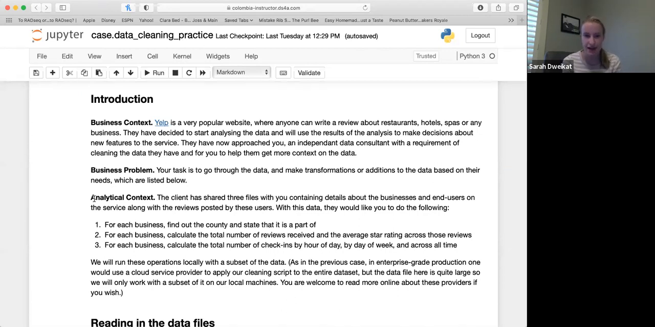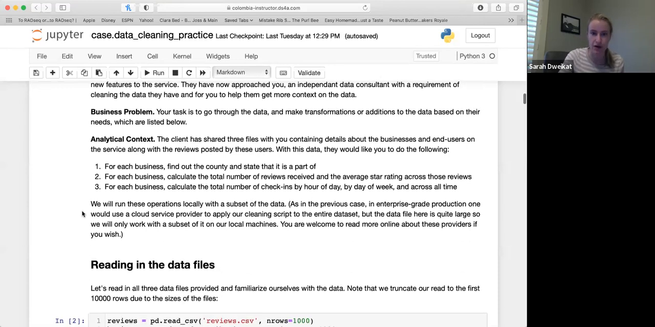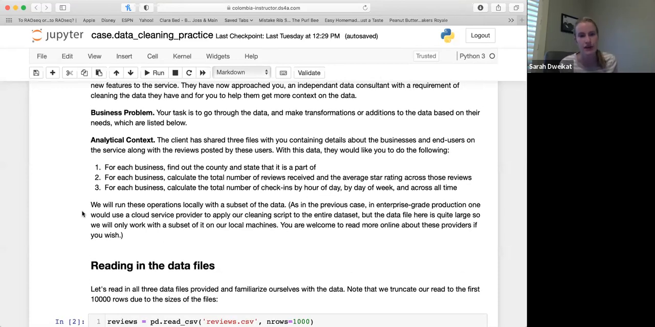Our task today is that we're going to go through the data and make transformations or additions to our data based off of particular qualities. There are a couple of different things we want to do. Our goal is to, for each business, find out the county and state it is a part of. Also, calculate the total number of reviews received and the average star rating across those reviews. And then calculate the total number of check-ins by hour of day, by day of week, and across all time.